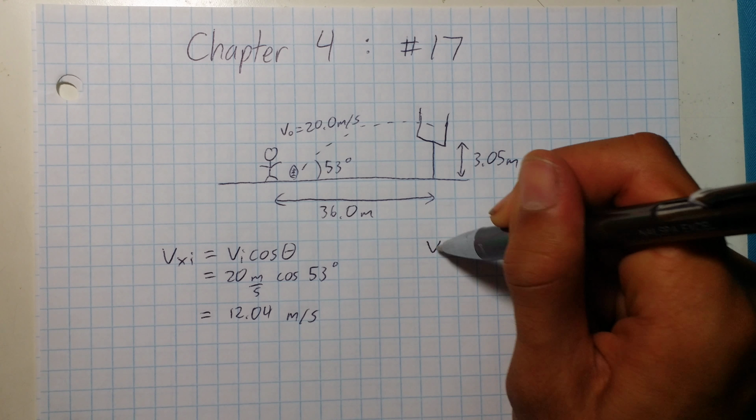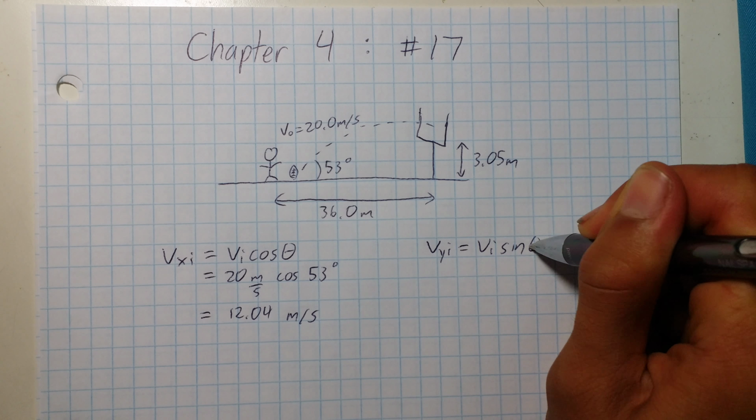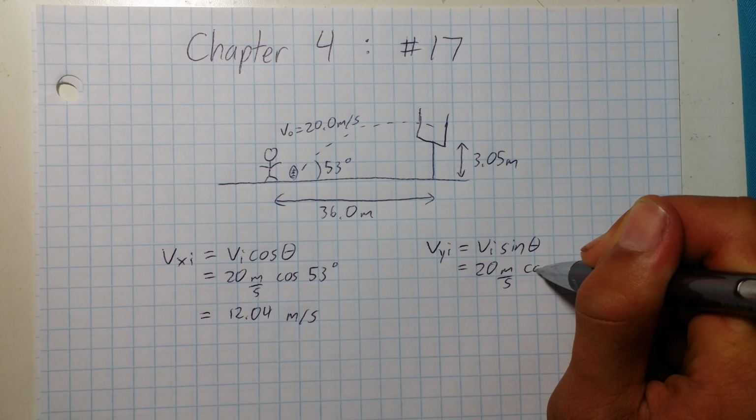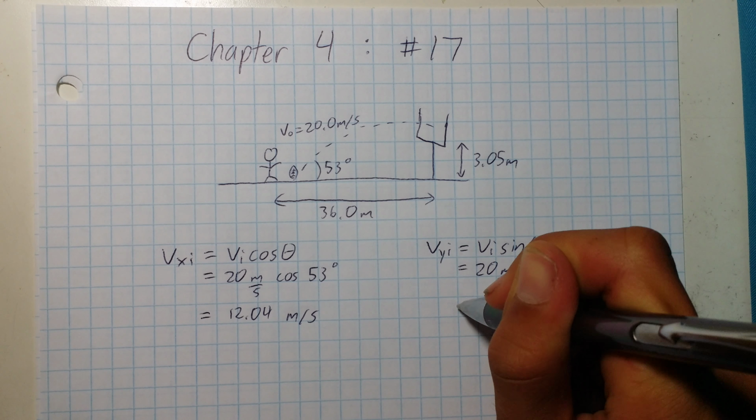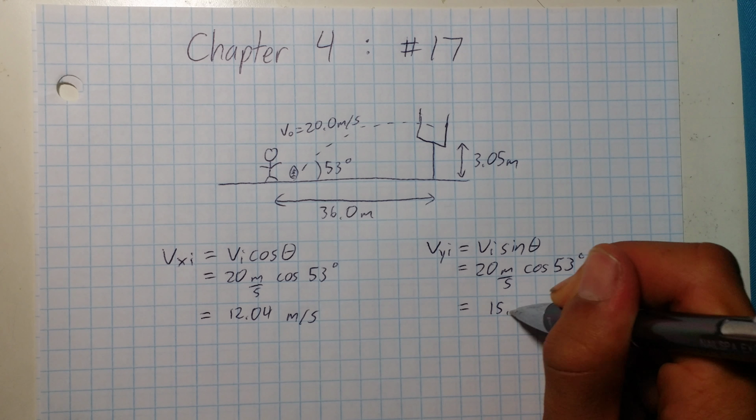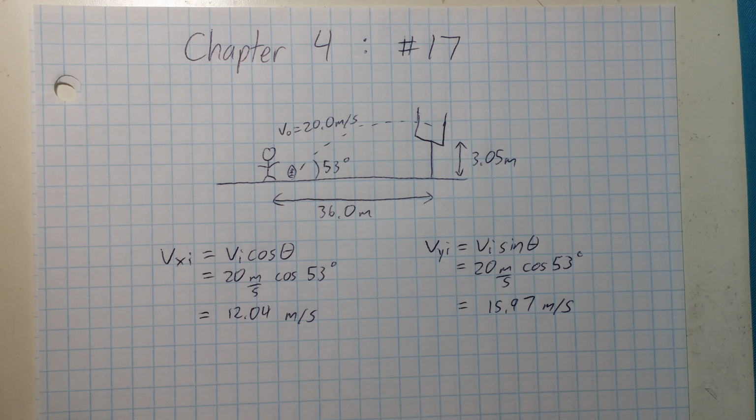Likewise, we can do that in the y direction using a similar but different formula. And we find that our velocity in the y direction is 15.97 meters per second once you calculate that. We're going to set this aside for now and focus on the x component.